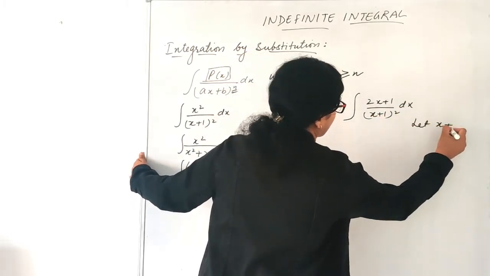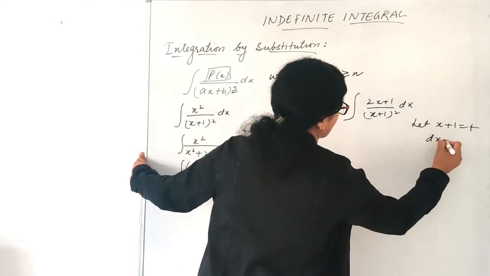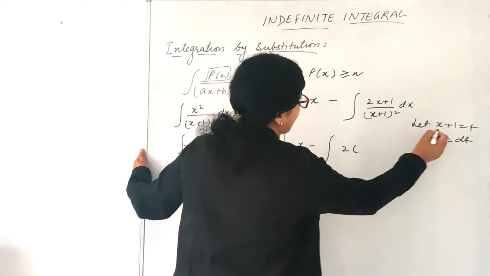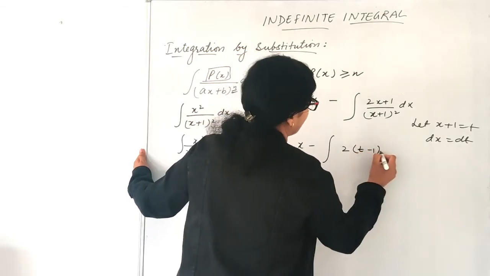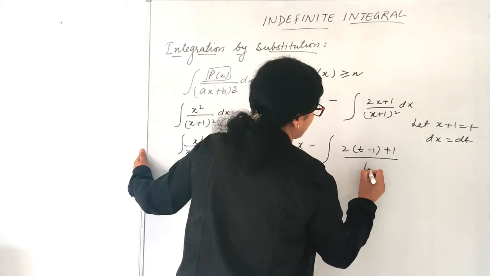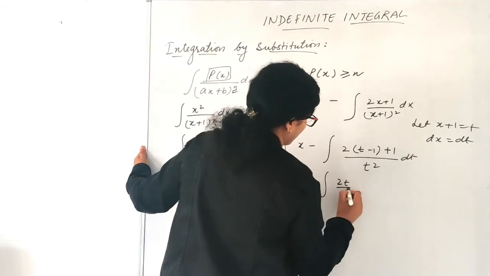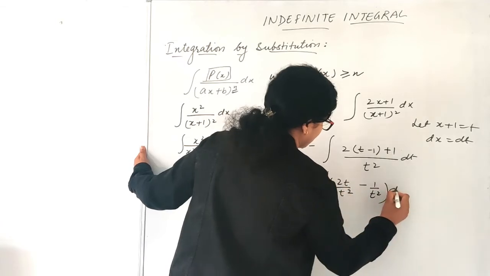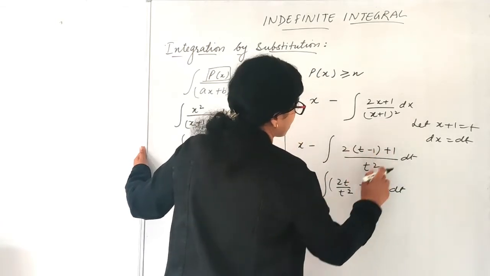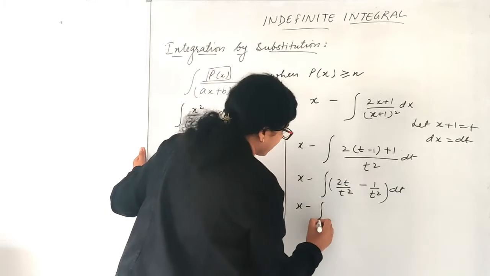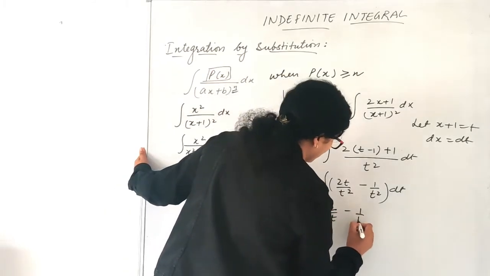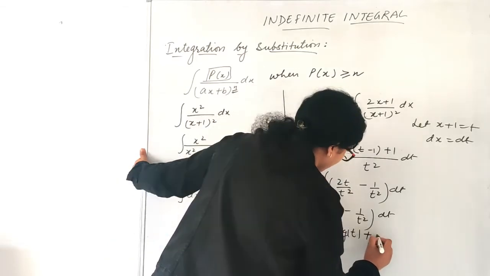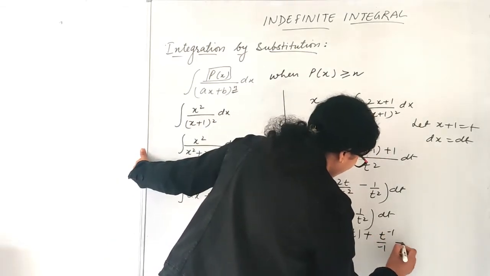Let x plus 1 is equal to t, dx is equal to dt. Now substitute the values. So what is the value of x here? t minus 1 plus 1 upon t square dt. 2t upon t square minus 1 upon t square dt. Correct? This is minus 2 plus 1, it will become minus 1. So x minus 2 upon t minus 1 upon t square. Same thing, x minus 2 log t plus t to the power minus 1 upon minus 1 plus c.